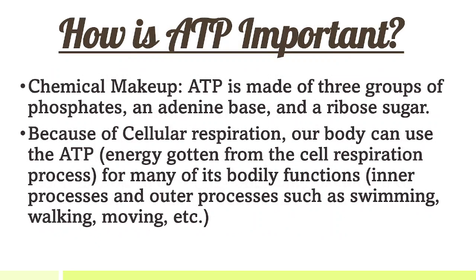So how is ATP important? So the chemical makeup of ATP is that it's made of 3 groups of phosphates, an adenine base, and a ribose sugar. And so because of cellular respiration, our body can use the ATP for many of its bodily functions. Those bodily functions can be both inner processes and outer processes, such as swimming, walking, moving, thinking, etc.